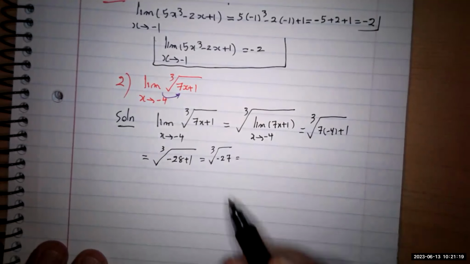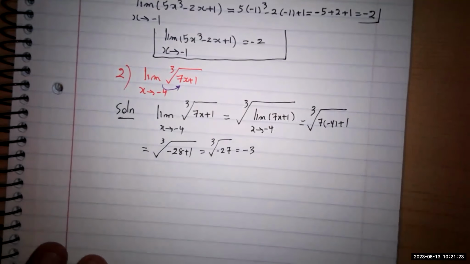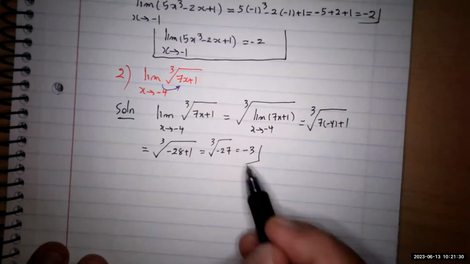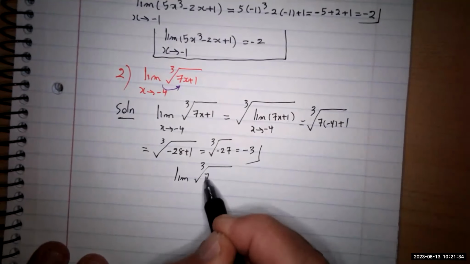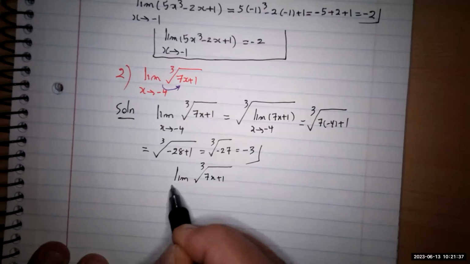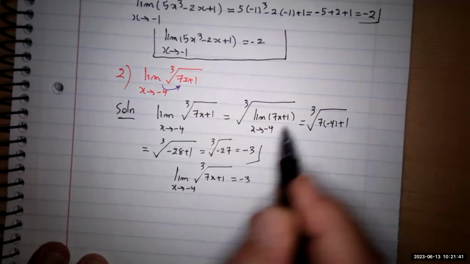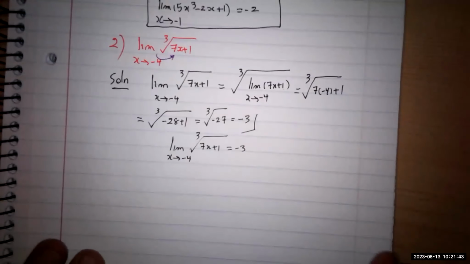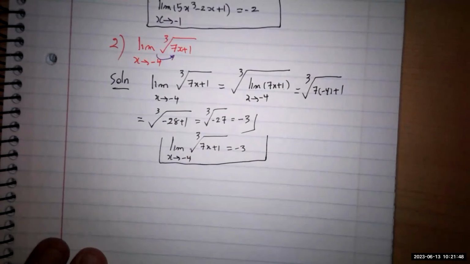And you know that the cube root of -27 would be what? -3. -3 squared would be 9. -3 times 9 would be -27. Okay, that's it. So the limit of the cube root of 7x plus 1, as x goes to -4, is -3. We usually directly substitute and we accept that. I just want to explain it for you. Any question? So that's a type 2.